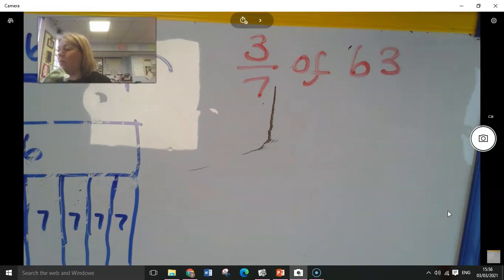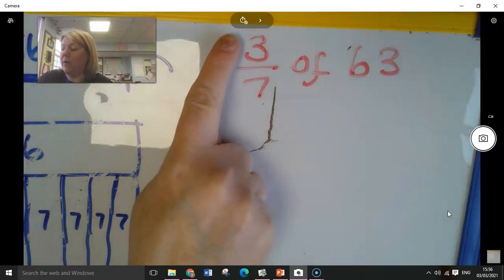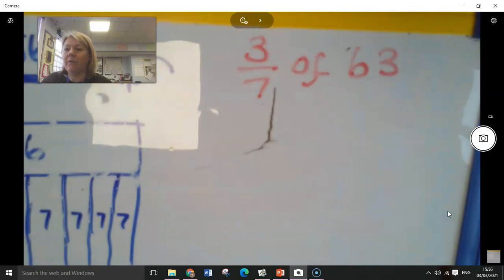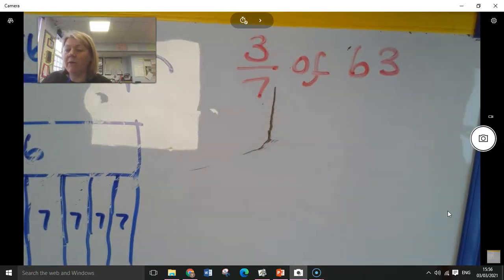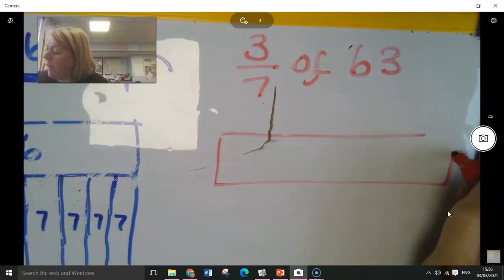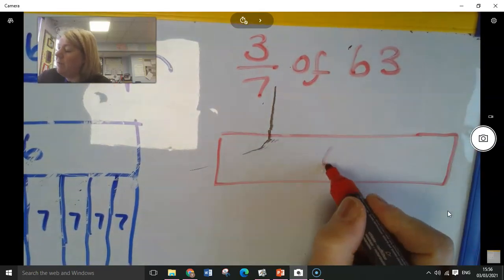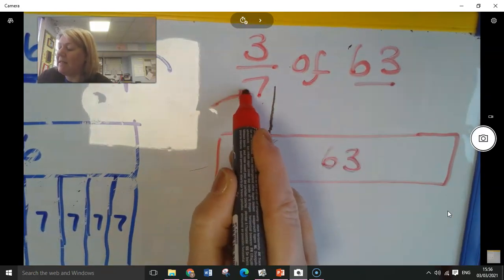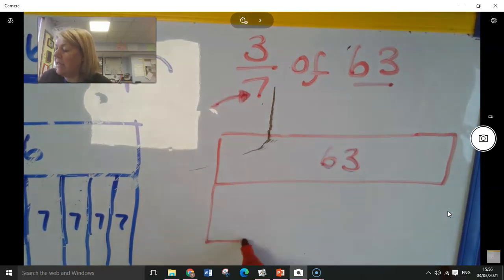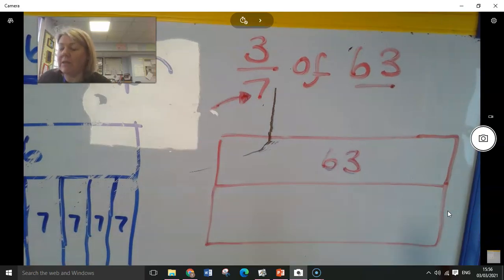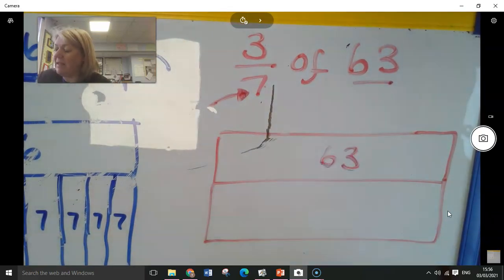Right, so now I don't want to find one of anything anymore. My numerator's changed. I'm finding a non-unit fraction now. So again, if you need to, use the equipment. If you haven't got it, make it or draw it. My whole is 63. My denominator tells me how many parts I need to divide my whole into. The dividing denominator, I call this, to help me remember. And I need 7 equal parts.